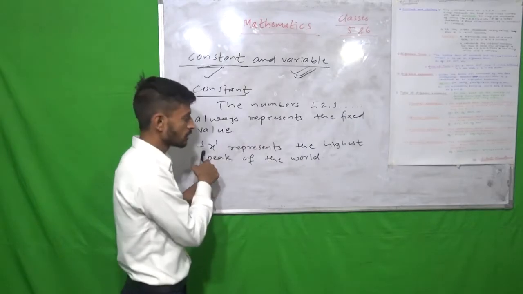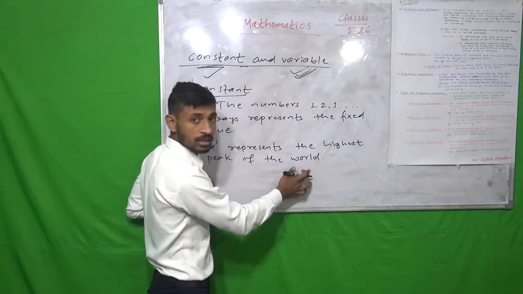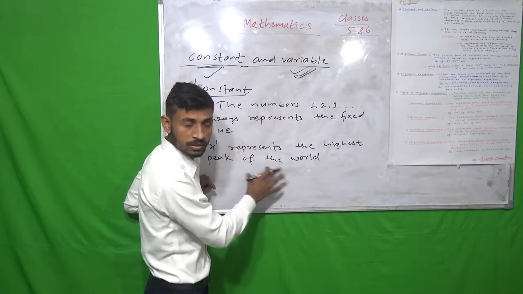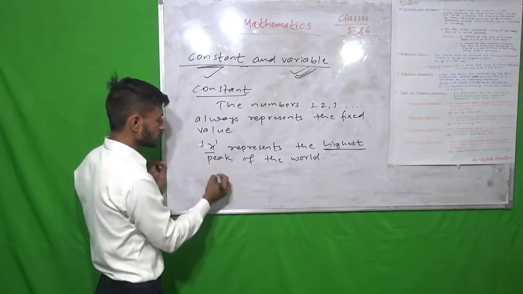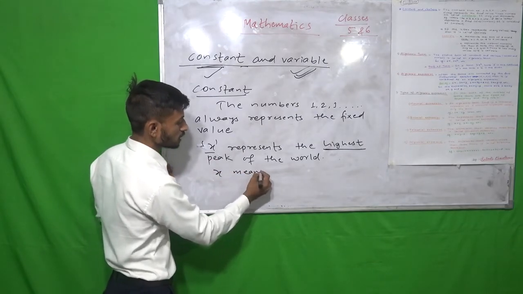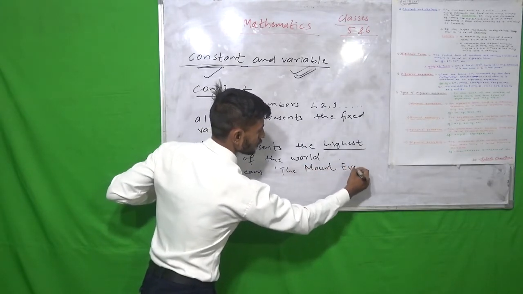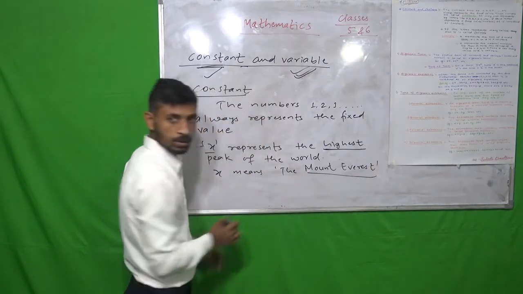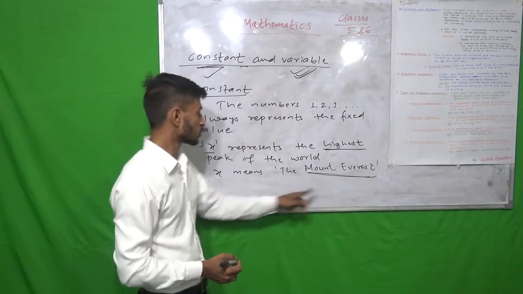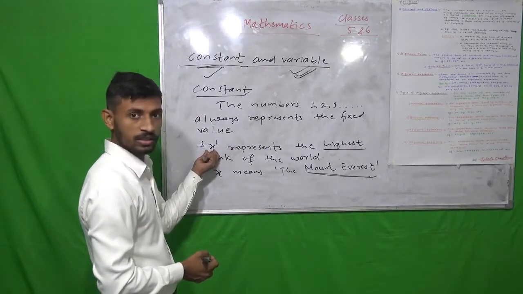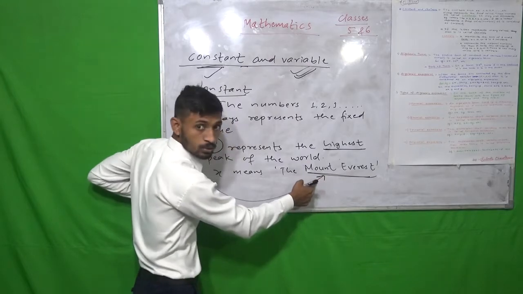Here this X, what does this X represent? The highest peak of the world. How many highest peaks of the world are there? There is only one. So here X means the Mount Everest, having only one value, a fixed value. It can't be changed. So this X is what here? Constant. Here X is a letter, but it represents only one value.